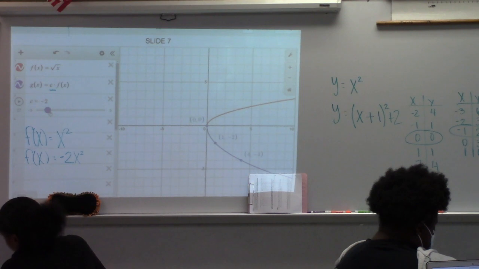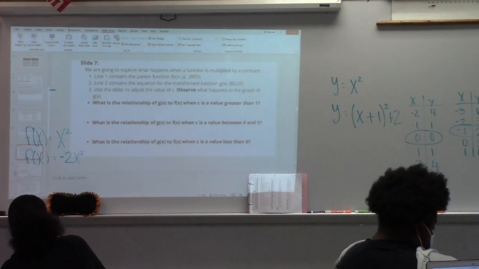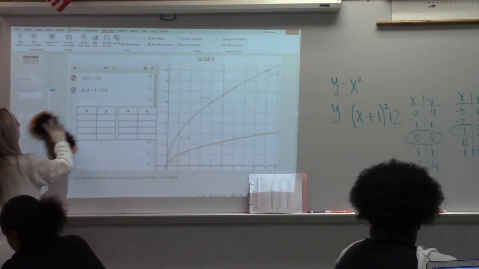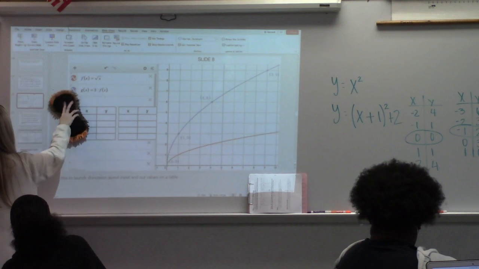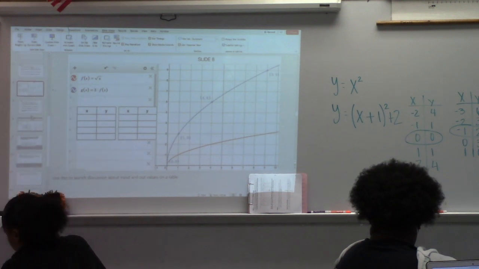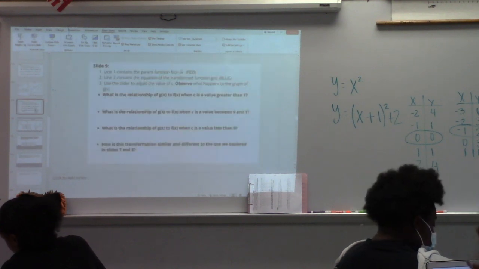All good for this one? Is there anything else you want to add? Did you want to connect the table and the graph? Is that why this is still in there? Or do we need to go to this? We can go to 10. Oh, 9.